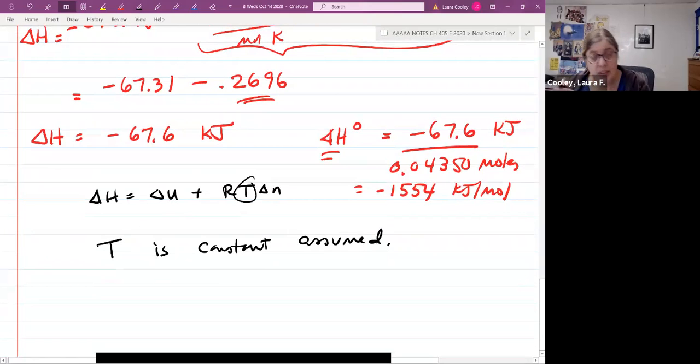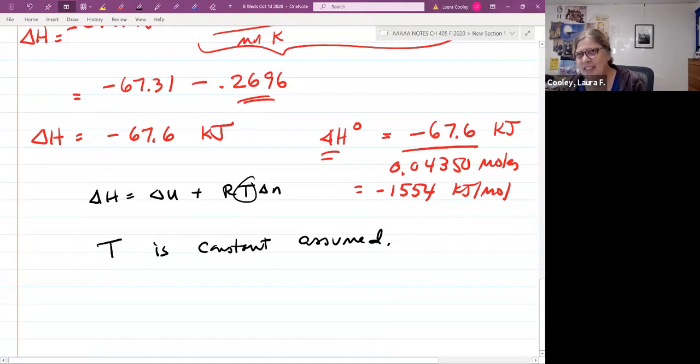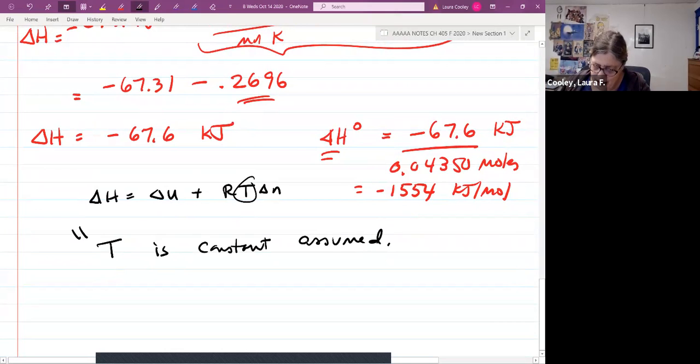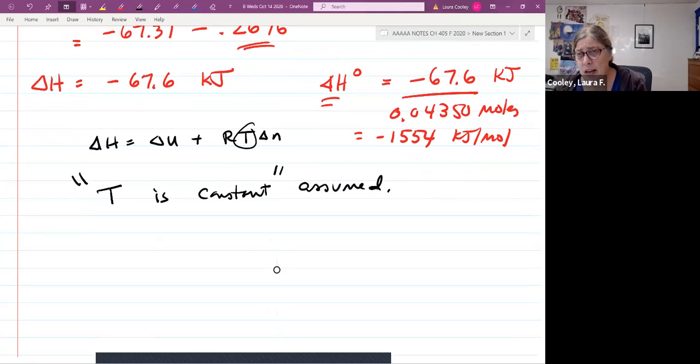So let me ask you something. Is the temperature really constant in a combustion reaction? You burn this thing in pure oxygen, it generates a lot of heat. The temperature changes. So how is it that I can use an equation where I assume that the temperature is constant? And this is one of the lovely mysteries of physical chemistry that I'm going to explain right now.